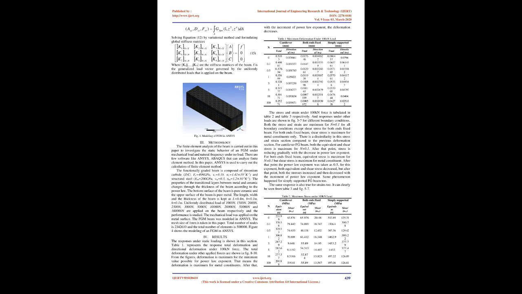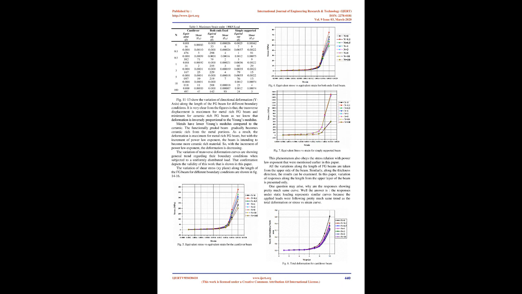Now, substituting equations 7, 8, 9, 10 into equation 11 gives 14. Solving equation 12 by the variational method and formulating global stiffness matrices, 15. Where K1 to K9 are the stiffness matrices of the beam. F is the generalized load vector governed by the uniformly distributed loads that are applied on the beam.